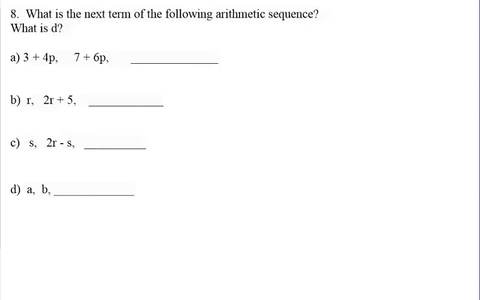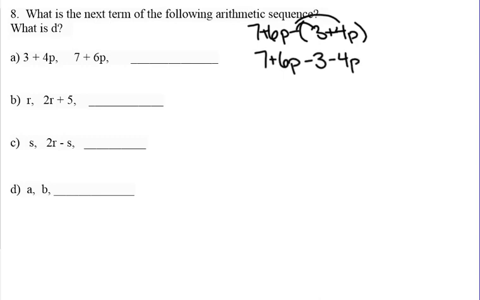So what's the next term of the following arithmetic sequence? So what is D? We're looking for our common difference. Well, given two terms, remember to find our common difference, we always subtract term 1 from term 2. So 7 plus 6p minus our term 1, 3 plus 4p. Remember, you're subtracting that whole term, which means we're going to have to distribute that negative. So 7 plus 6p minus 3 minus 4p.